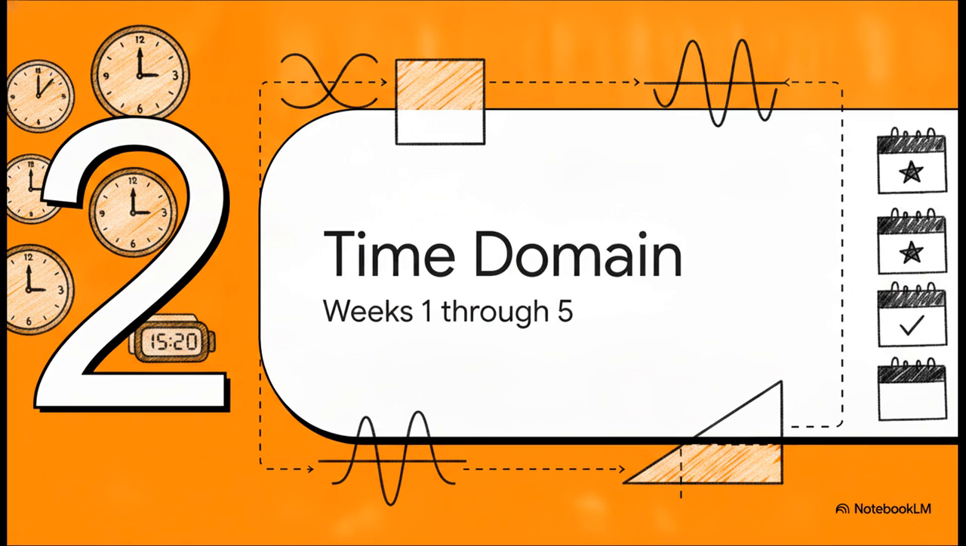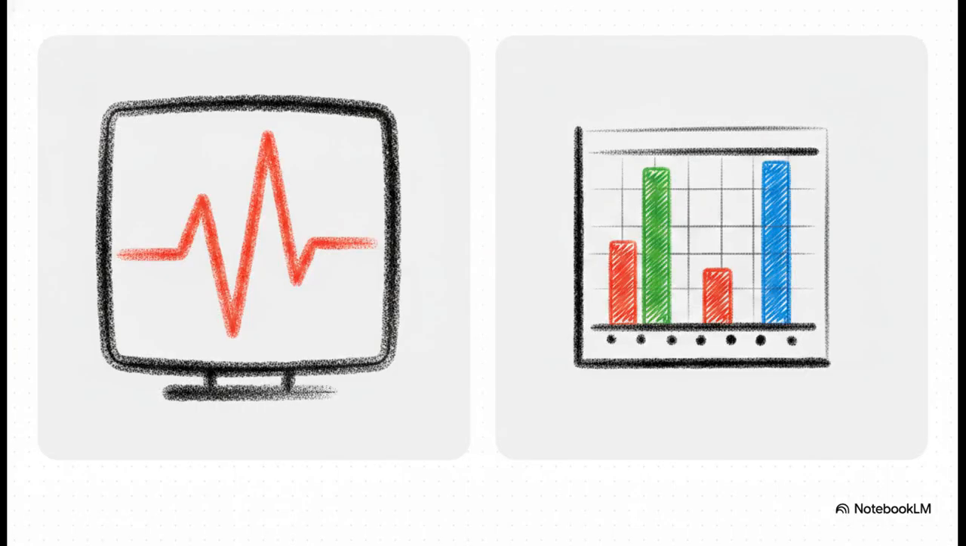Moving right along to Part 1, the time domain. This covers weeks 1 through 5. So, to really understand signals, you first have to categorize them. Think of a continuous time signal kind of like an ECG heart trace on a medical monitor. It's flowing, right? Now contrast that with a discrete time signal, like a daily stock closing price, where you only get a specific value at specific set intervals. Using these relatable real-world examples helps us instantly visualize the difference between the 2 core types of signals engineers are dealing with every single day.